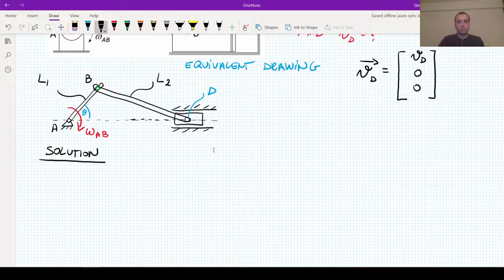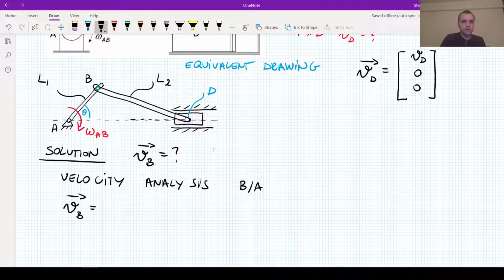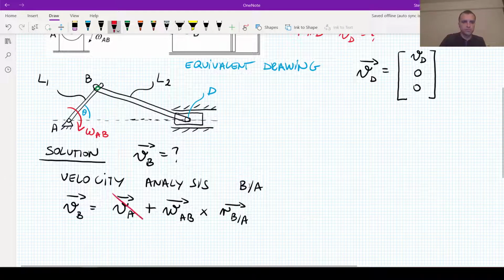Solution. So before we find velocity D, let's first figure out what velocity B is. In order to find it, I would like to run velocity analysis between points B and A. So I can write VB is equal to VA plus omega AB times RBA. Excuse me, here plus, not times. I think that this velocity VA is 0 because A is fixed.